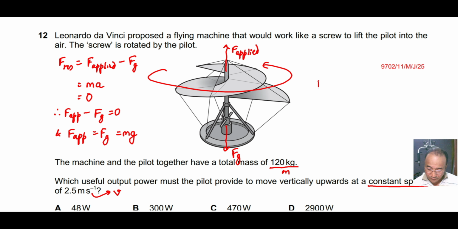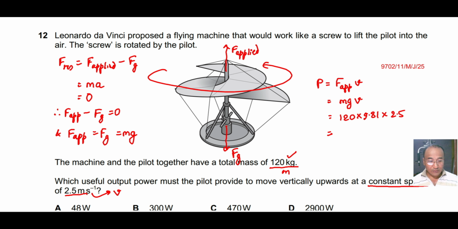Now, the useful power should be equal to power equals force applied into v, because he or she has to generate that power. So it is equal to the force that he or she has to apply into v, and that's equal to mg into v. That's equal to mass 120 as given from here, g is 9.81, our standard, into v which is 2.5.